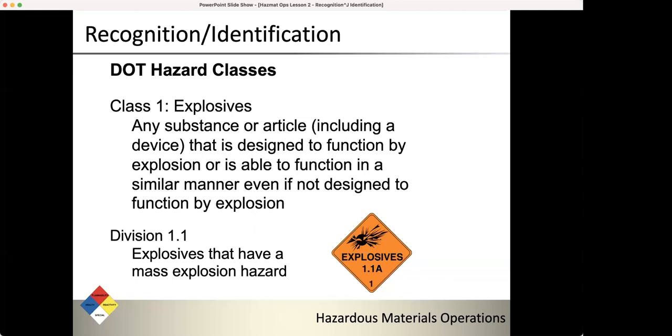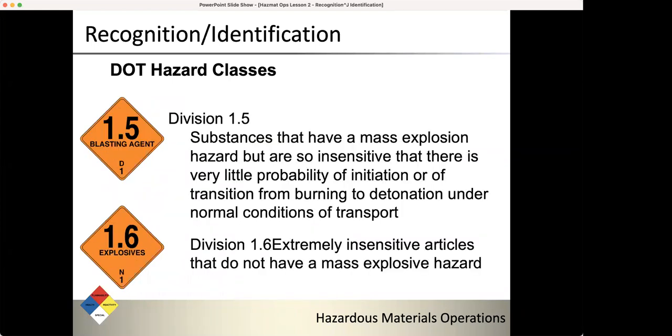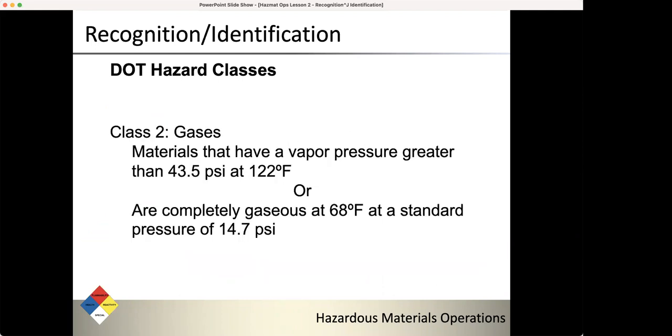Explosives are also orange. Division 2, projection hazard, not a mass explosion. Division 3 is a fire hazard, minor blast hazard. Division 4, minor explosion hazard. There's 5 and 6, just different ones. All right, so explosives: orange, explosive symbol. The lower the number, the worse it is.